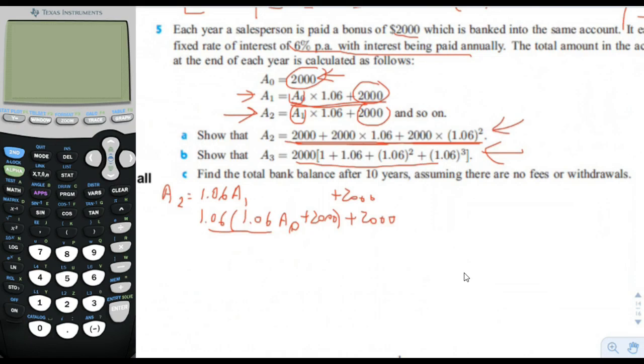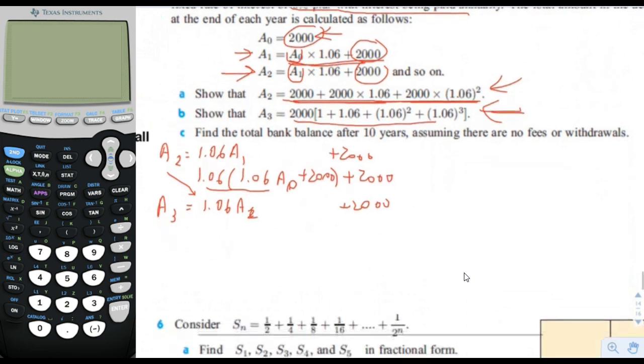Okay, and now to show A3, it's the same thing. You would just repeat that, except A3 is equal to 1.06 A2 plus 2,000. So you would just substitute this A2 into there, and then you could get what they have here. Okay, find the total bank balance after 10 years, assuming there are no fees and withdrawals.